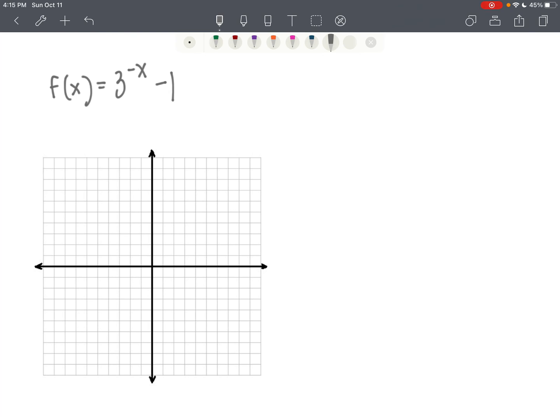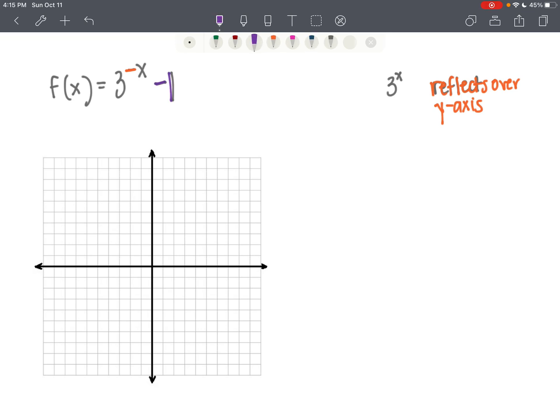So first I'm going to take this 3 to the negative x minus 1, and I'm going to ask, what does this negative on the inside of the exponential function do to our graph of 3 to the x? Well, it's going to reflect it. Let me write this in orange. That negative reflects over the y-axis.